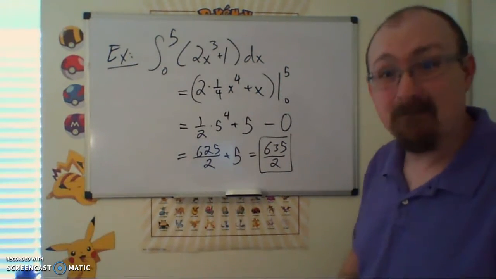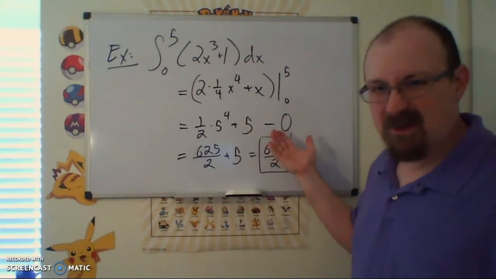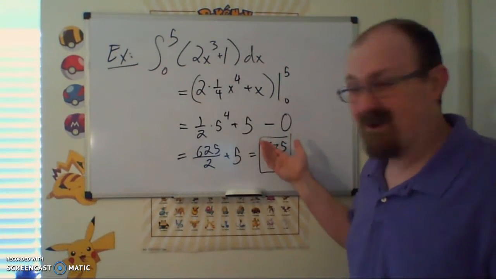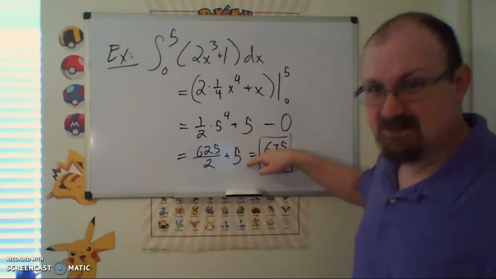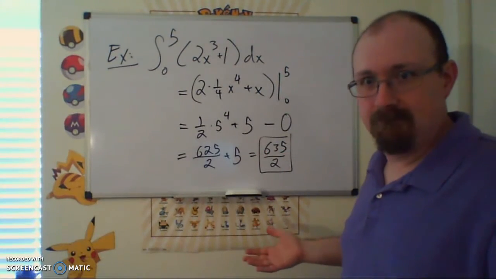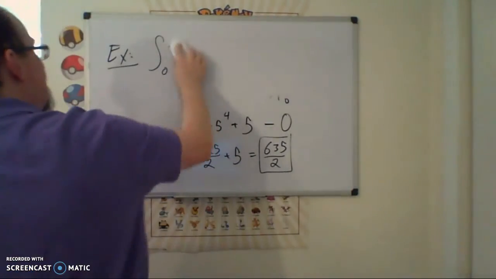635 over 2, the same thing we got back then. Sweet. And for what it's worth, when you've been at this for a while, you don't even necessarily have to be quite this careful. You might be able to jump from this to this, done. So, party on, Wayne. All right, let's take a look at a new example.